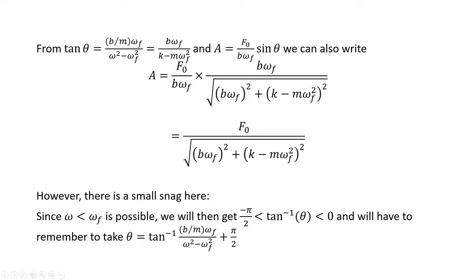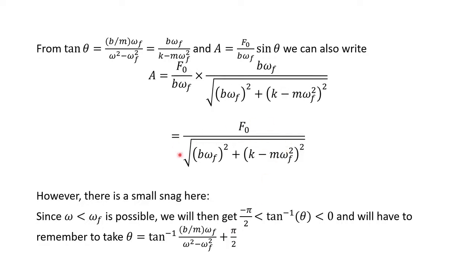No, not pi over 2. This is an error. I'll fix this in the notes. This should be pi, just pi. Take theta, it will be tan inverse of that value plus pi. So if you calculate tan inverse to find the angle and you get a negative value, then you just have to add pi, sorry, not pi over 2, pi to it.